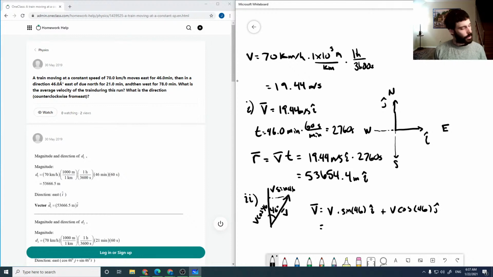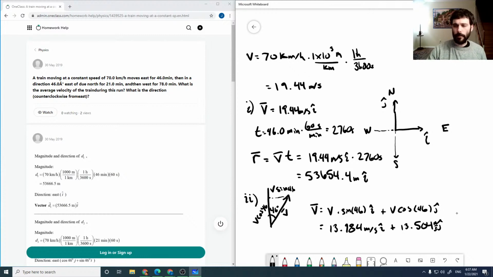My velocity magnitude in this case is the same one, so 19.44. I can put this in my calculator and get 13.984 and 13.504, and these are meters per second.